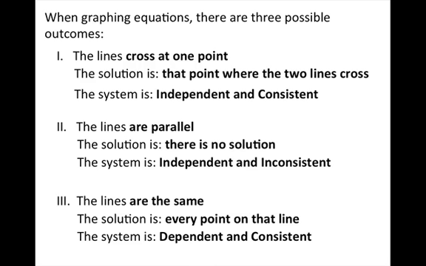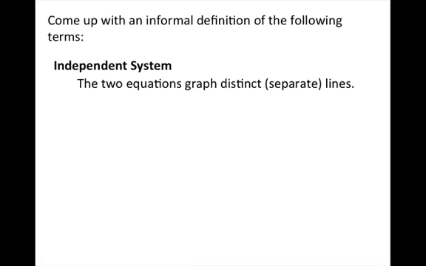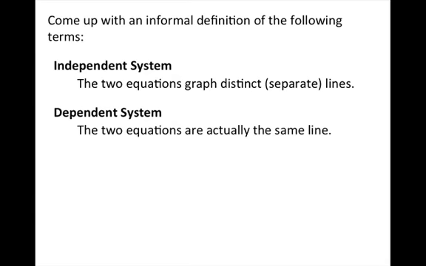Well, let's look at the definitions for independent, dependent, consistent, and inconsistent. For an independent system, the two equations will graph as distinct or separate lines. If you have two separate lines or two different lines in your system, that system is independent. With a dependent system, the two equations are actually the same line. So if you have two equations that graph as the same line, that system is dependent.